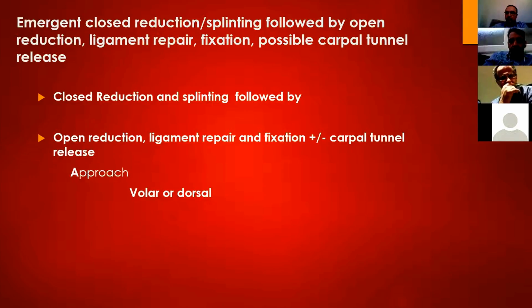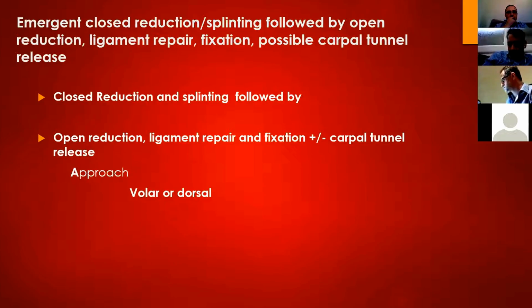So for the emergency, you just need to do the closed reduction if possible, followed by splinting. If you can't do the closed reduction, then you have to get advice from your hand surgeon, because then the patient needs an open reduction and carpal tunnel release.